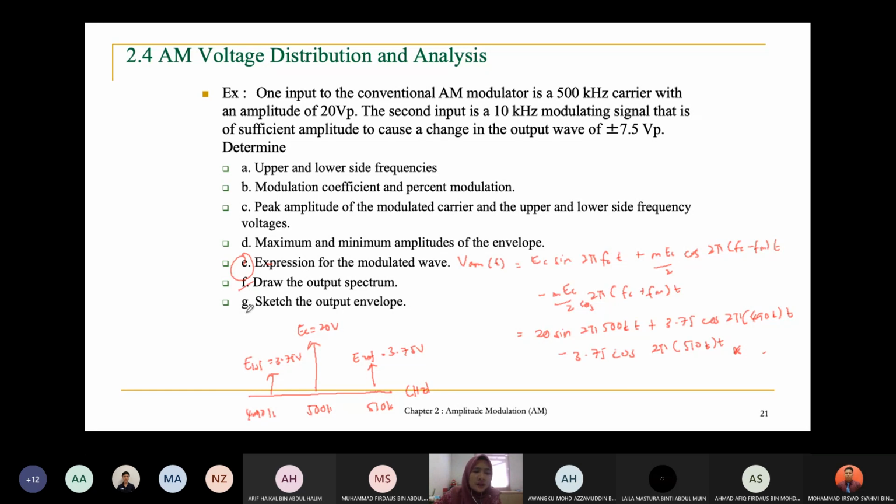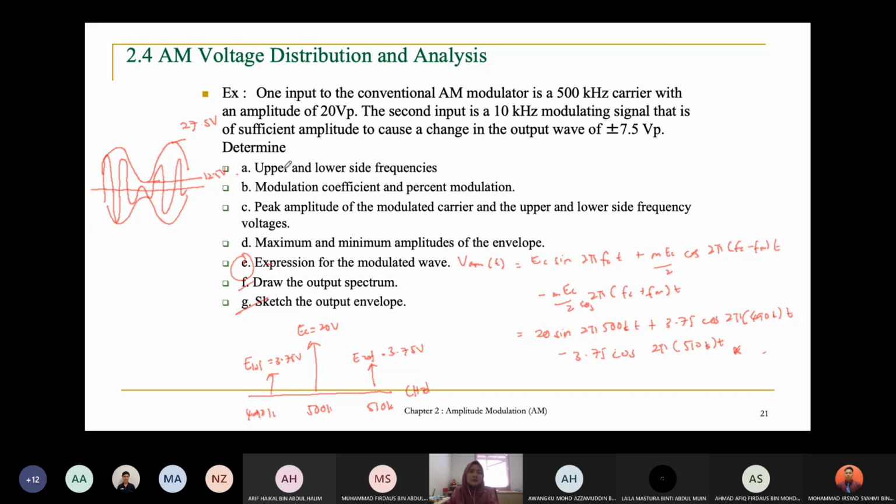And the last one is the AM envelope. Sketch the AM envelope. You should get something like this. Previously you already calculated the modulation coefficient. The value that you obtained is 0.375, which is not equal to 1. So the points here do not touch together. You must draw it like this because m is not equal to 1. So this is the AM envelope. For the AM envelope, the parameters that you can label are Vmax and also Vmin. Your Vmax is 27.5, which you already calculated, and your Vmin is 12.5.